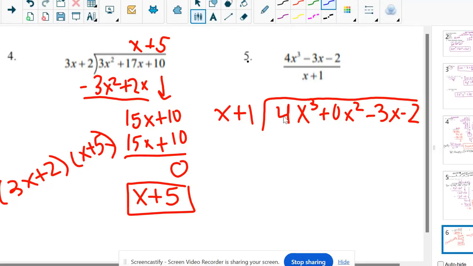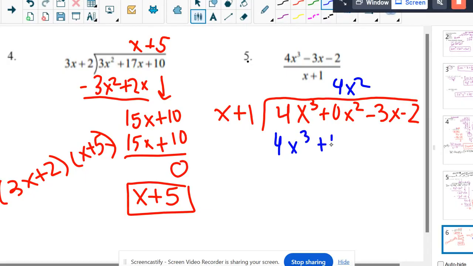Because so watch. You see, if I have 4x cubed and I divide that by x, we would get 4x squared. And I have to have somewhere to put it above. So you have to have the x squared there. And then I multiply 4x squared by these two terms. So that'd be 4x to the third plus 4x squared. So you see why we need that 0x squared there? And then you subtract, so that would give us negative 4x squared, because you're doing 0 minus 4.